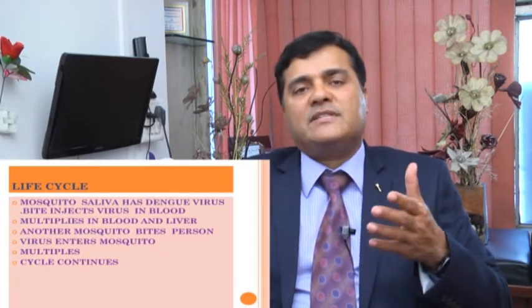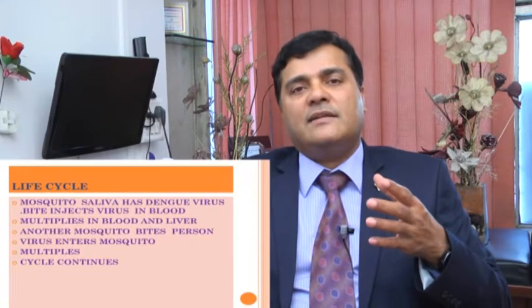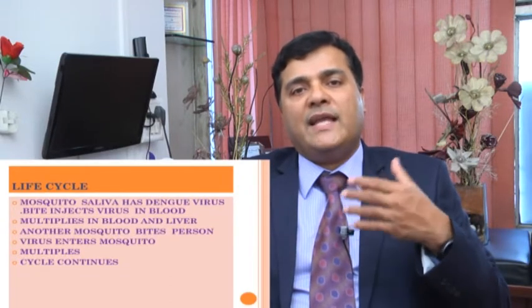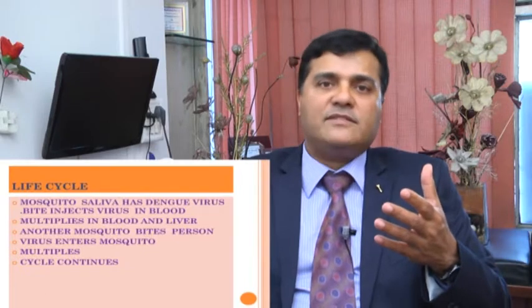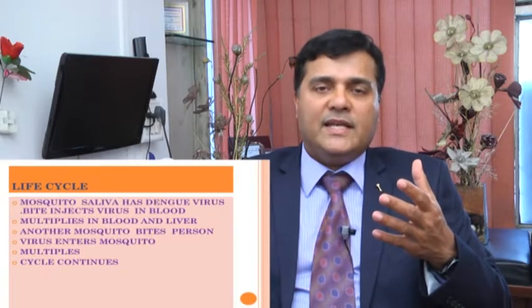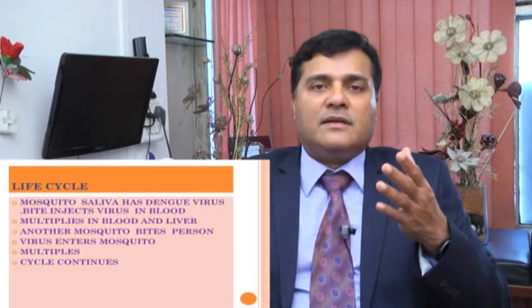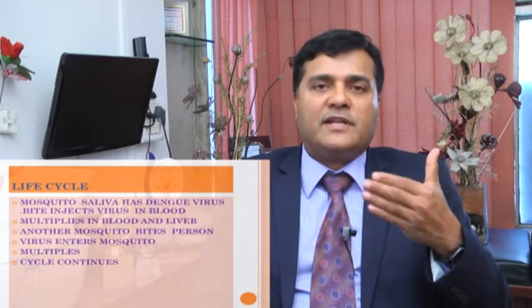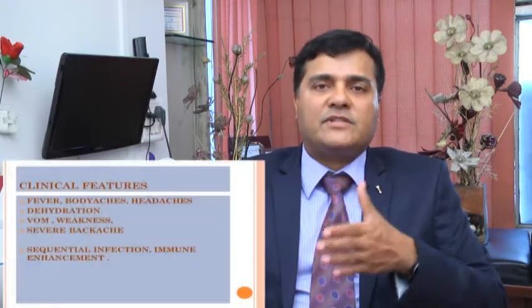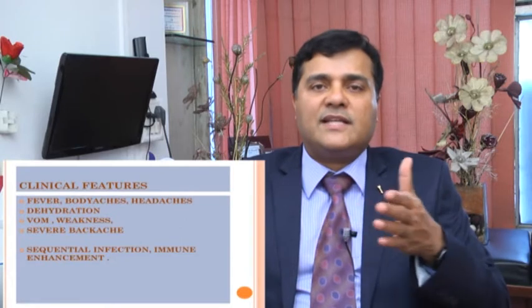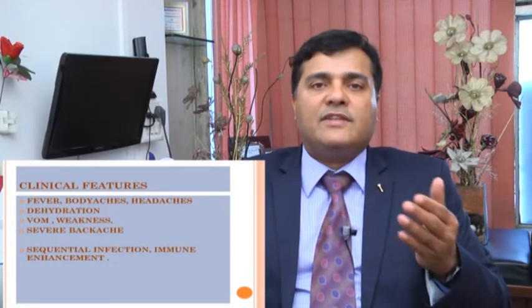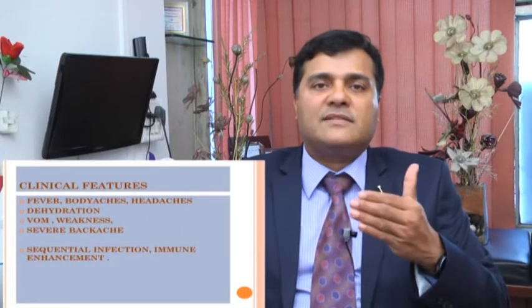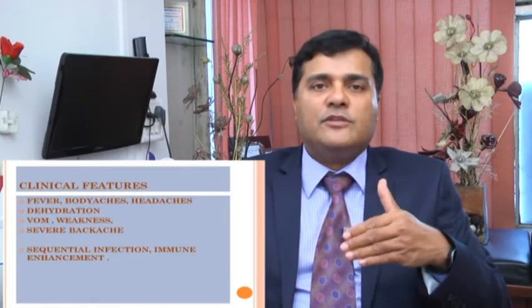So what happens in dengue fever is what is called an immune enhancement, and that enhancement of immunity is what results in very severe clinical features when the second virus enters the human body through the mosquito bite. And therefore, if there are different combinations of viruses entering at different times, you get a clinical picture of dengue.